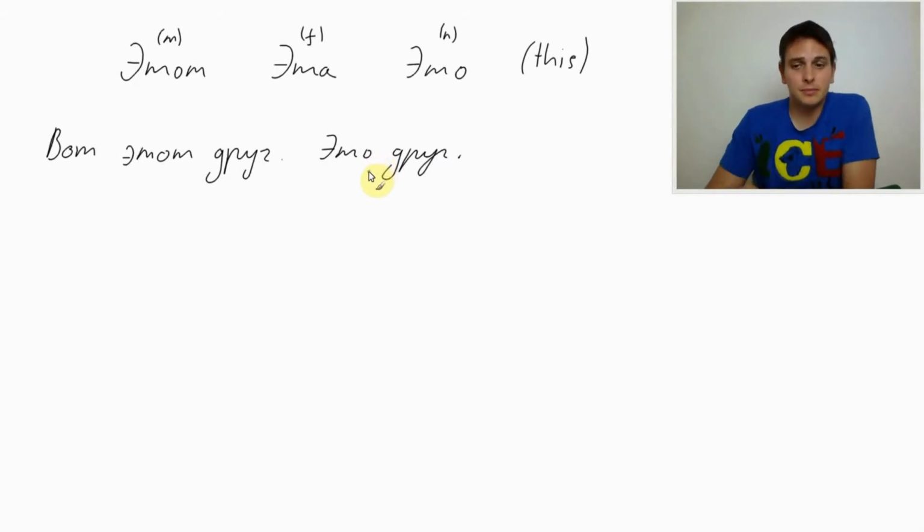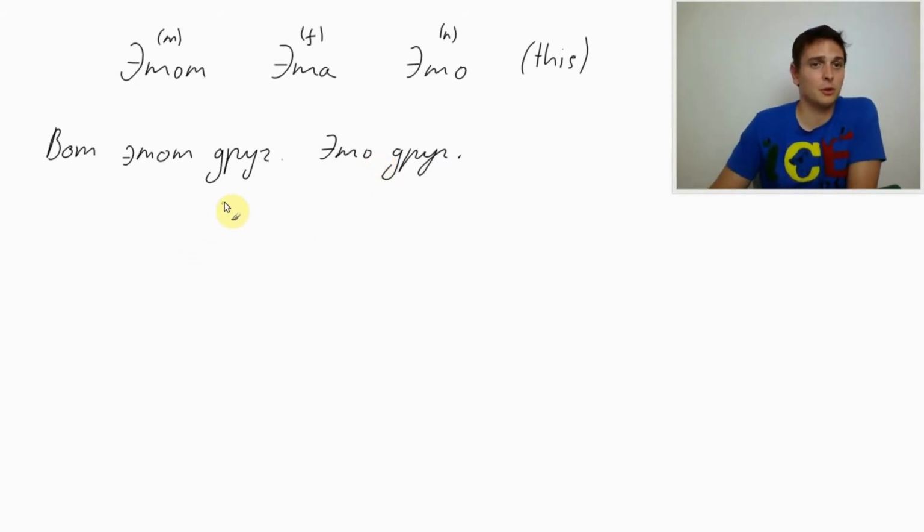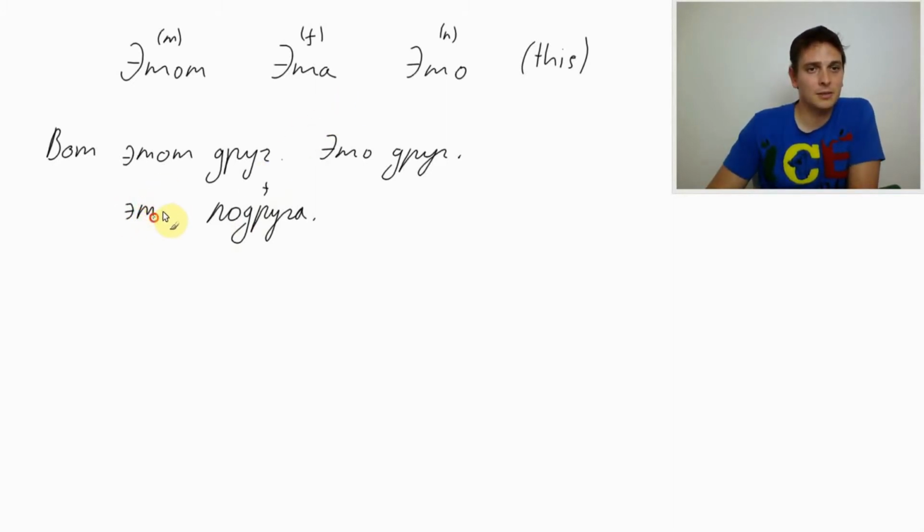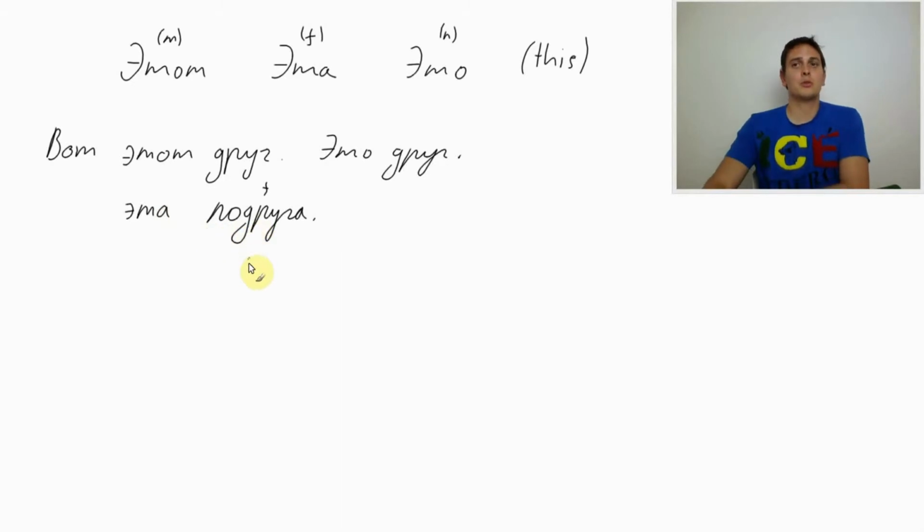For feminine, we would have logically подруга. Подруга is female friend. Naturally, it's feminine. And how would we use this friend? We would say эта подруга. So if you want to say something about one particular female friend of yours, you would say эта подруга. For example, эта подруга хорошая. This female friend is good. Эта подруга плохая. This female friend is bad.